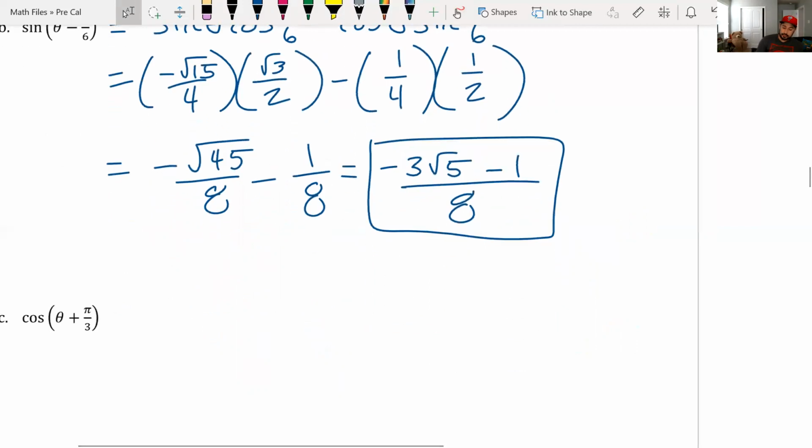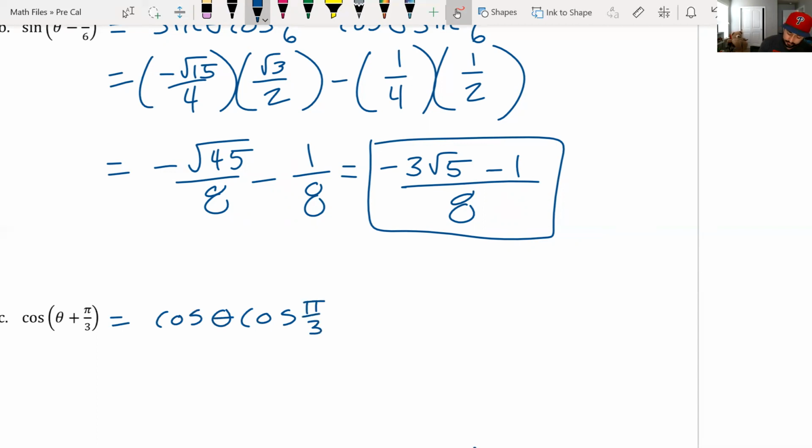Okay. Do it again. You want to know the cosine of theta plus pi over 3. So now we expand it by the sum formula for cosine. So this becomes cosine theta times the cosine of pi over 3 minus the sine of theta times the sine of pi over 3.